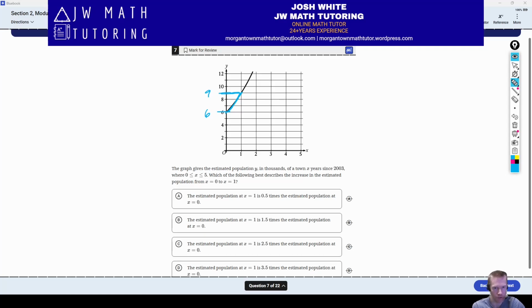All of these start the same. They all say the estimated population x equals 1 and then is blank times the population at 0. So the population at 1, which is 9, is equal to what times the population at 0, which is 6. In other words, 9 is equal to what times 6. So you could just solve this out. It's just 9 over 6, which is 1.5. The correct answer is going to be letter B because 9,000 is 1.5 times the population at 0, which is 6,000.